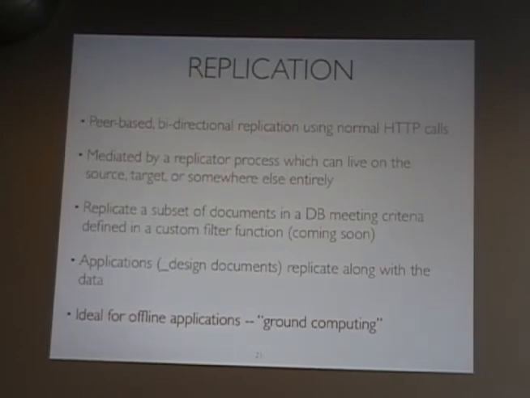It's peer-based bidirectional over HTTP, which goes document by document right now. It's not yet block by block. You can replicate a subset of the documents meeting a certain criteria. That's actually in Trunk. And if you have applications, these Couch apps, they get replicated around too.